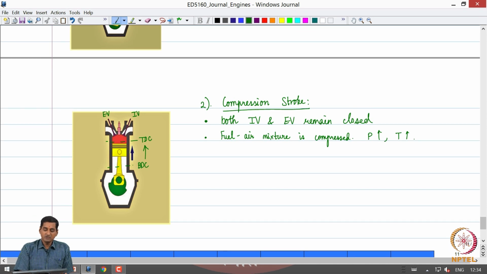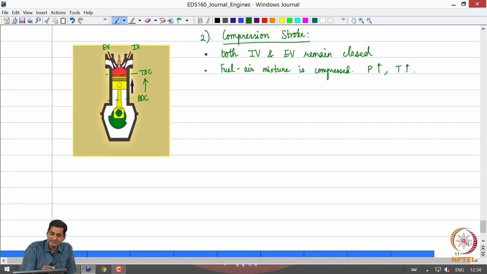So, the compression stroke ends when the piston reaches closer to the top dead center. Obviously we want both the valves to be closed. We do not want any fuel air mixture to escape through any of the valves, and this is where the importance of compression rings is also felt, because we should have very good compression rings such that there is no leakage between the piston and the cylinder wall. So, that becomes very important. These are the critical attributes of the compression stroke.